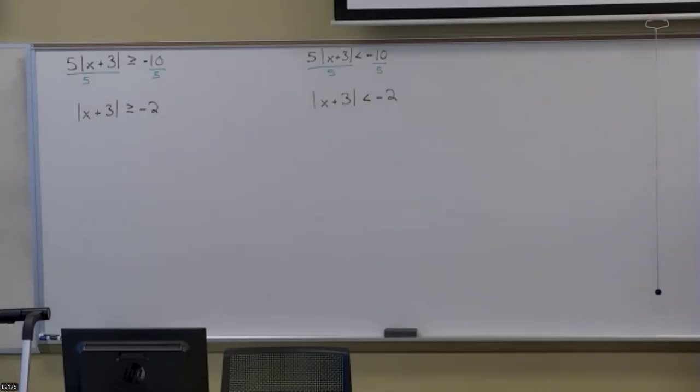So in these two, we have absolute value on one side, negative number on the other. Right? That's the key point. On the one on the left, what works? What can you plug in for x? Add 3 to it, take an absolute value, and it be bigger than or equal to -2.